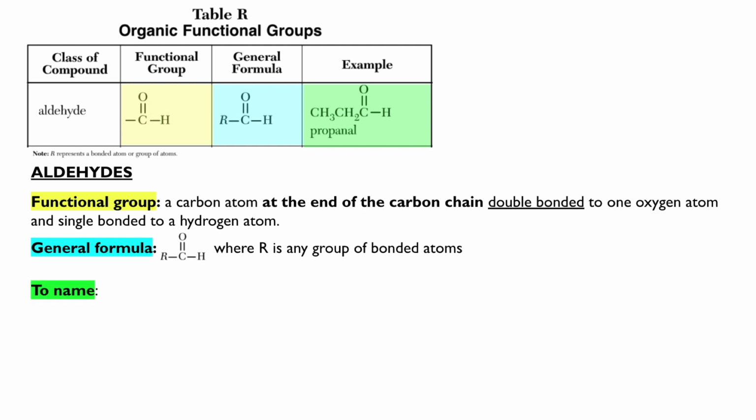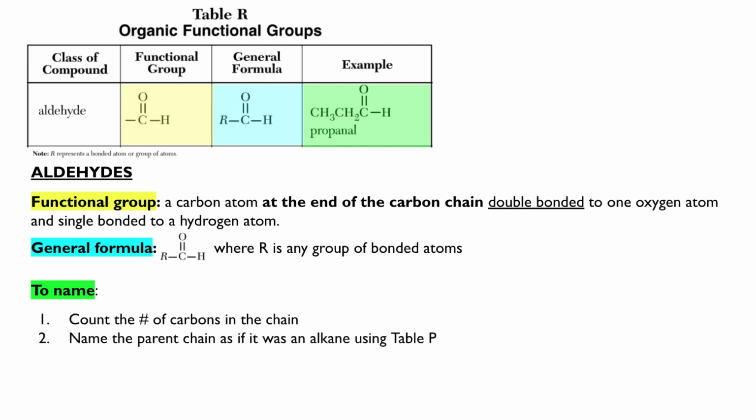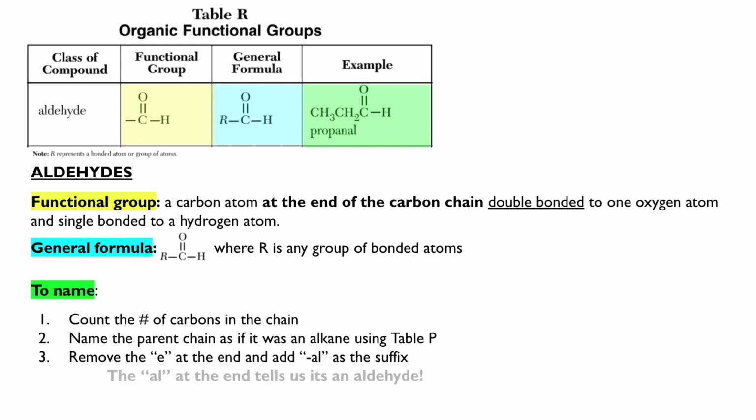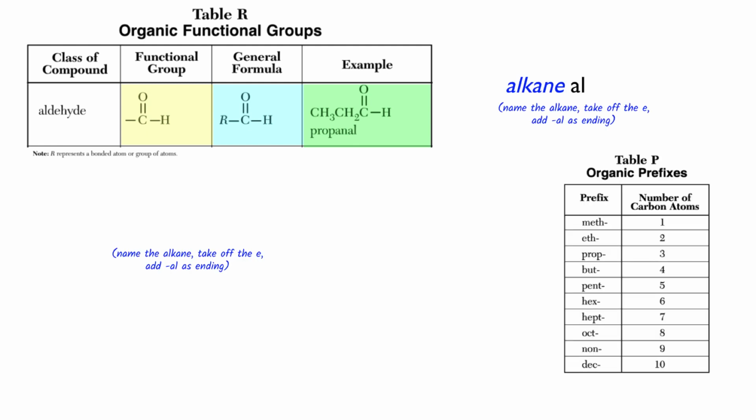To name an aldehyde, it's actually quite straightforward. You count the number of carbons in the chain, and then name that parent chain as if it was an alkane using Table P. Finally, remove the E at the end of your name and replace it with al, as the suffix. And that al at the end tells us that we have an aldehyde. So here's an example. Propanal is the example that's given to us in Table R.